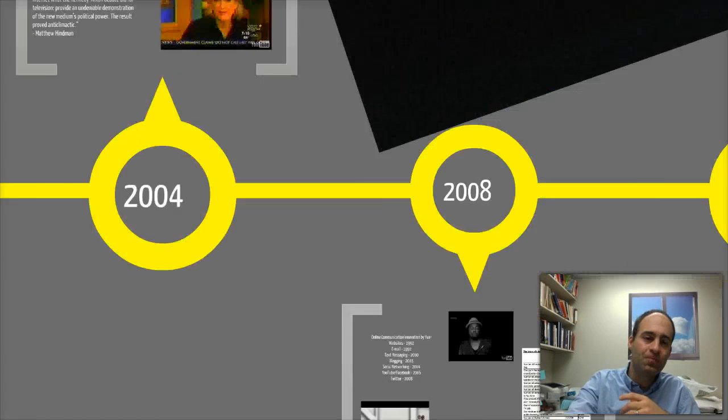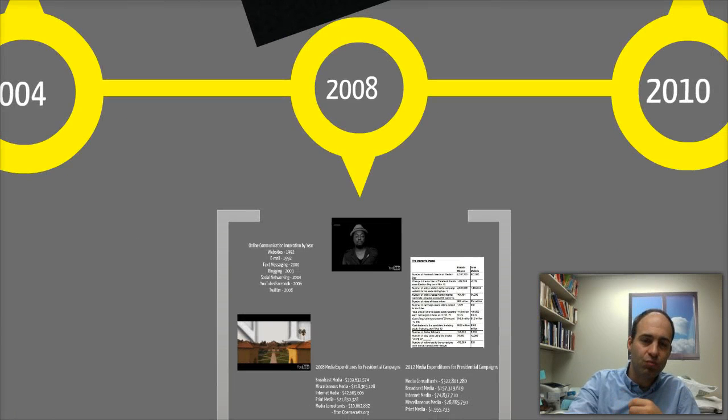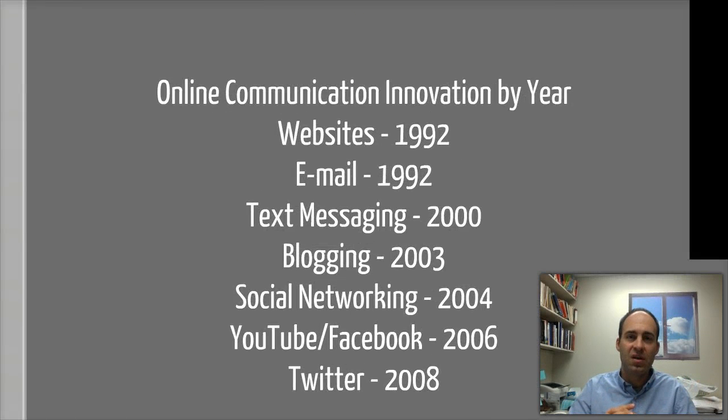As we move forward into 2008, we'll talk extensively about the Obama campaign, what they did, how they did it, but first we want to focus on what we've talked about up until this point. Online communication innovation has grown dramatically, starting in 1992 when you had the first websites and email, and then text messaging starting not until 2000. Blogging began in the Dean campaign in 2003.